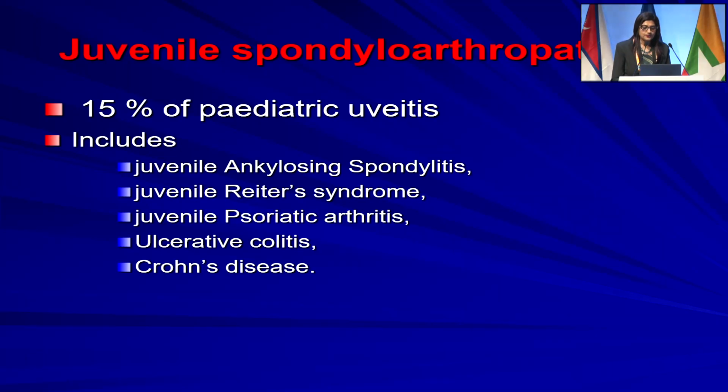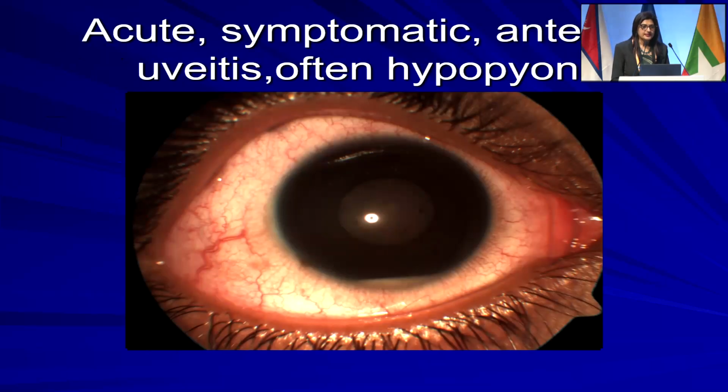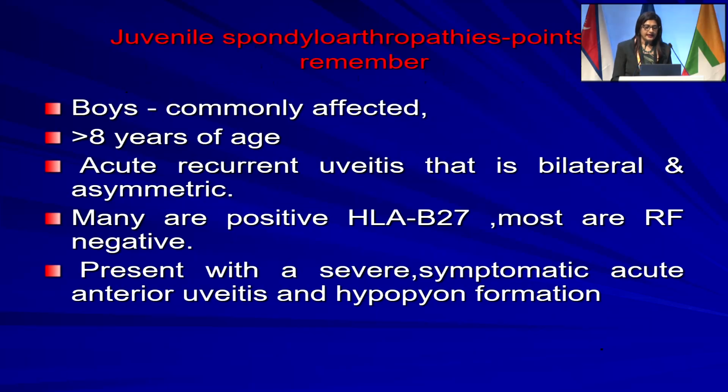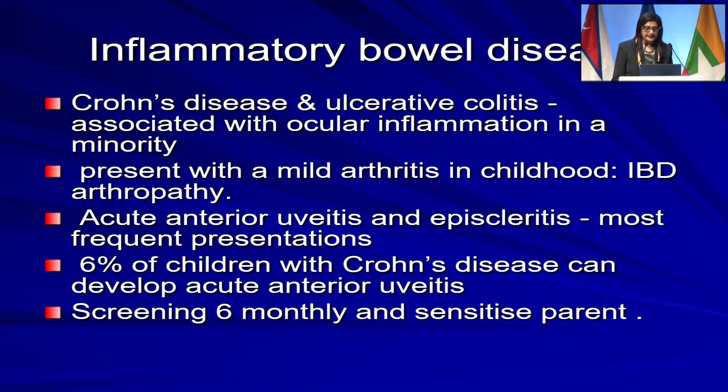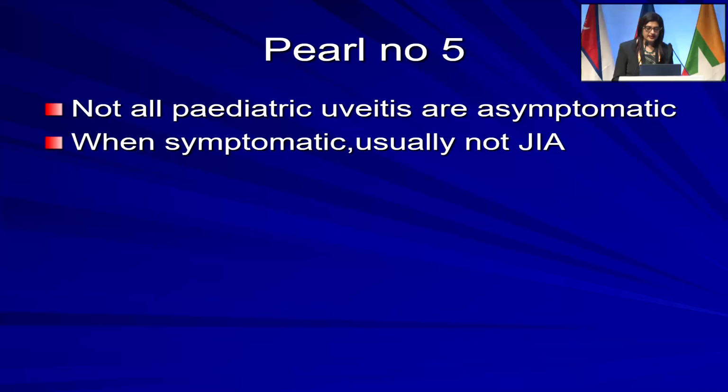Juvenile spondyloarthropathies make up 15% of pediatric uveitis and include juvenile ankylosing spondylitis, Reiter's, psoriatic arthritis, ulcerative colitis, and Crohn's disease. Most of these are acute and symptomatic anterior uveitis, often with a hypopyon. And there are some other points to remember. Unlike JIA, boys older than 8 years are more commonly affected. It is an acute recurrent uveitis that is bilateral and asymmetric. Many are HLA-B27 positive, and they sometimes present with hypopyon. IBD, as you know, Crohn's and ulcerative colitis come under this category.